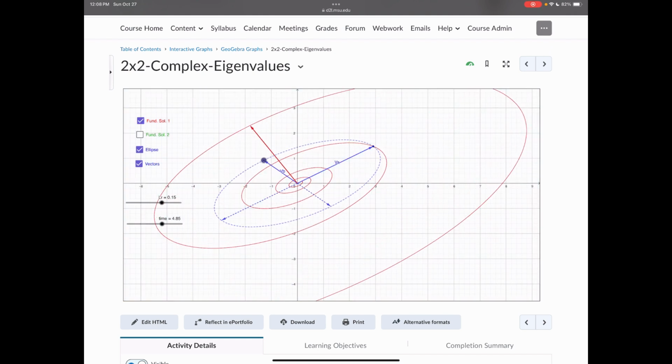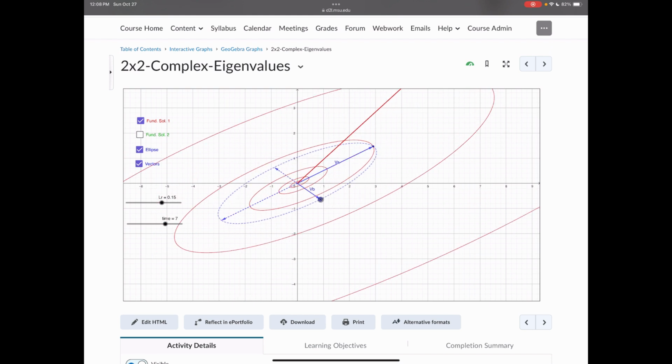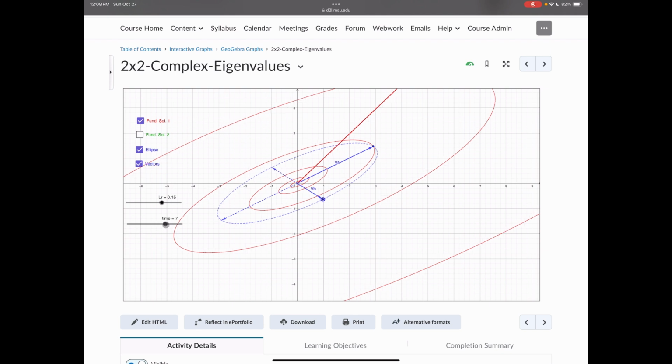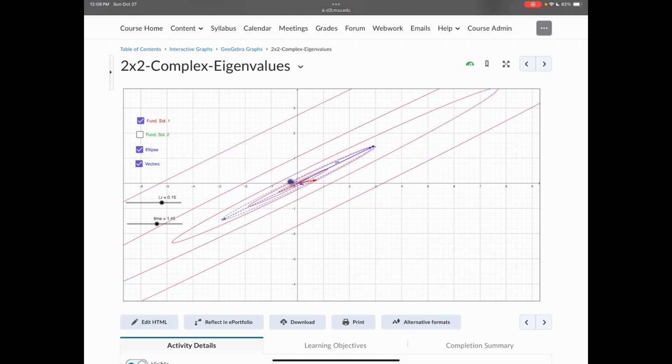There. So if the relative position of the vectors is like this, then the solution goes clockwise. If the relative position is like that, then the solution goes counterclockwise. But always from a to negative b. So it's easier then to remember: a to negative b. So that is one thing we wanted to mention.